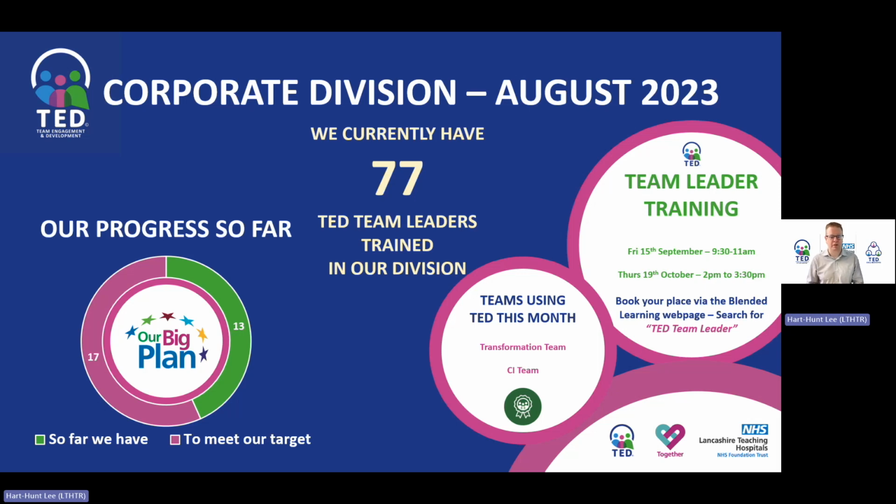Here we can see that for this division, they had 77 team leaders trained. So that's another useful metric which you might get from your own training records, but also the progress so far against their big plan objective. So at this point in time, this division had completed 13 and they had 17 to go to meet their target for our strategic plan.